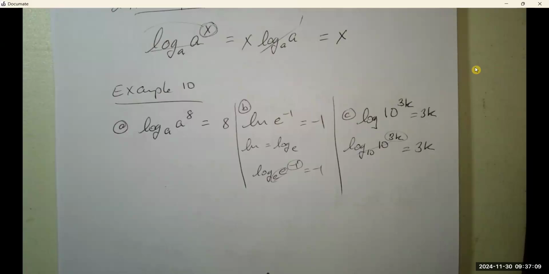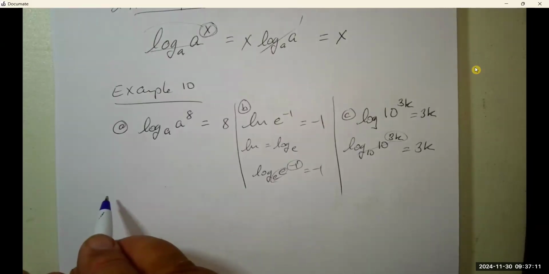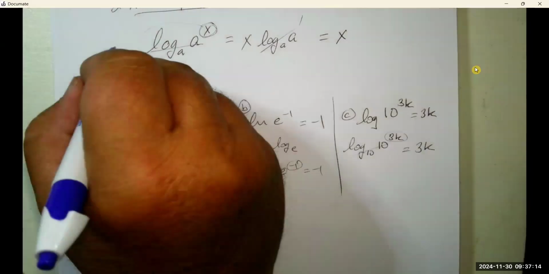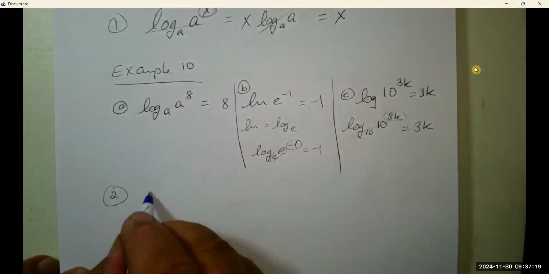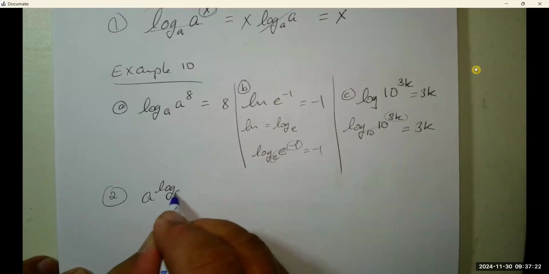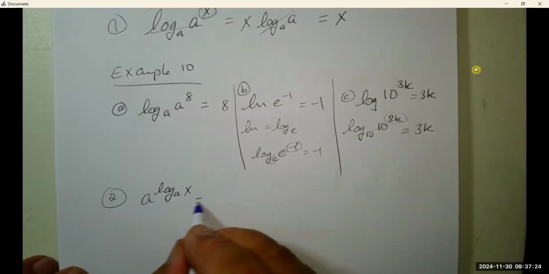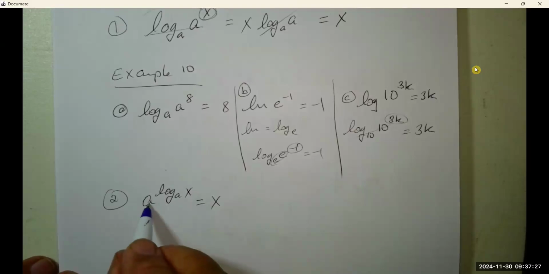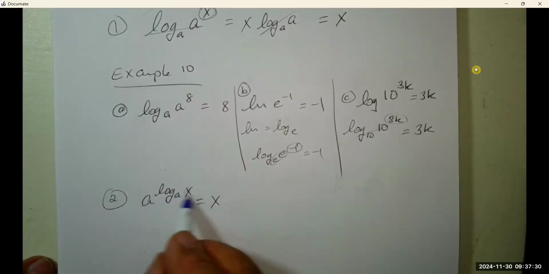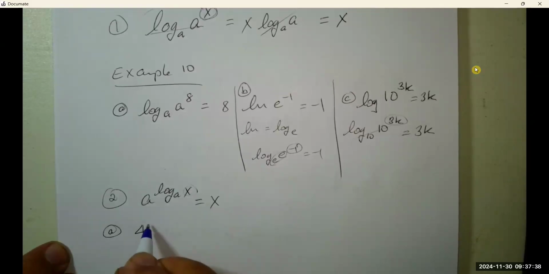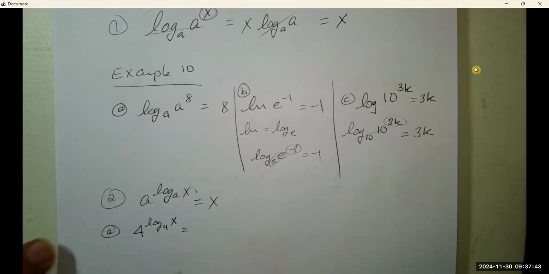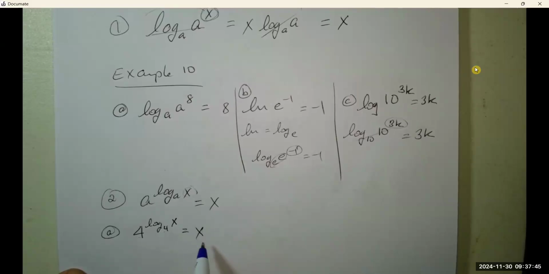Let's see more examples. Now we have another property. This is the second property. Reverse these. What if we had the base raised to a log to the base of x? If the bases are the same, no matter how you arrange them, it's just whatever's left. So we have 4 to the log base 4 of x. Since these are the same bases, the answer is x.